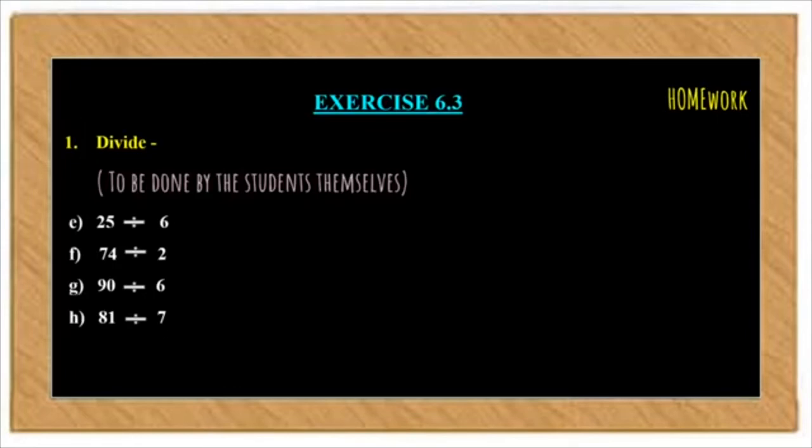A few of the questions, children, you should do by yourself to understand this concept much better. From the book, parts E, F, G and H should be done by you in your notebooks. E part says 25 divided by 6. F part says 74 divided by 2. G part says 90 divided by 6. And H part says 81 divided by 7. Do try these problems, children, and try to know if you have understood the concept or not.